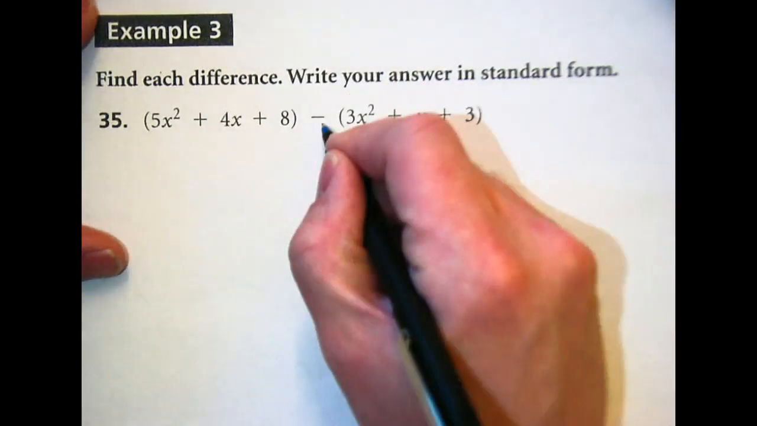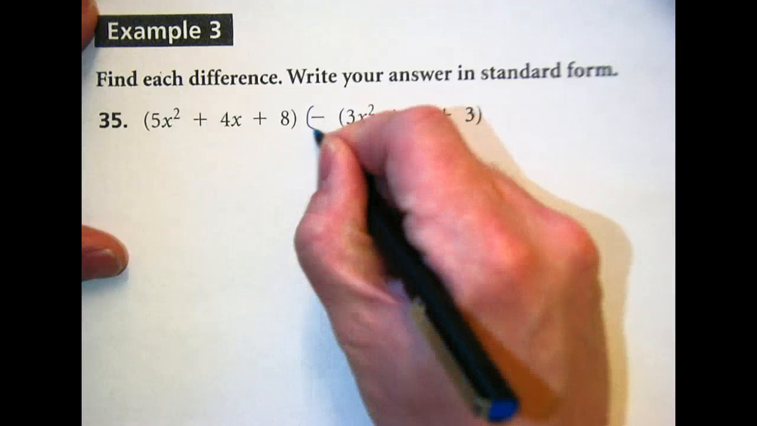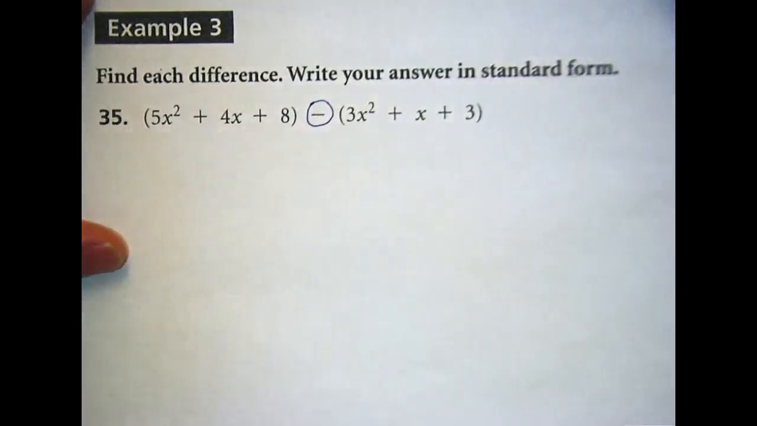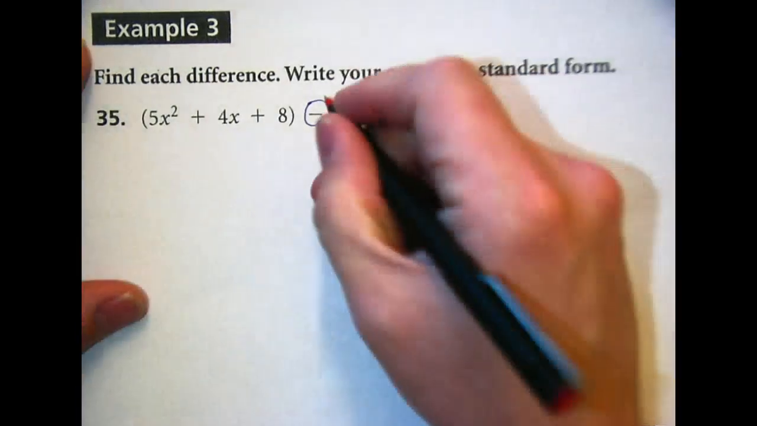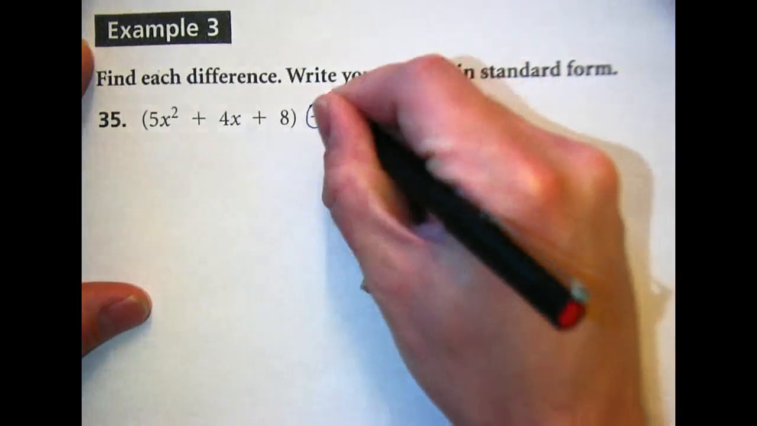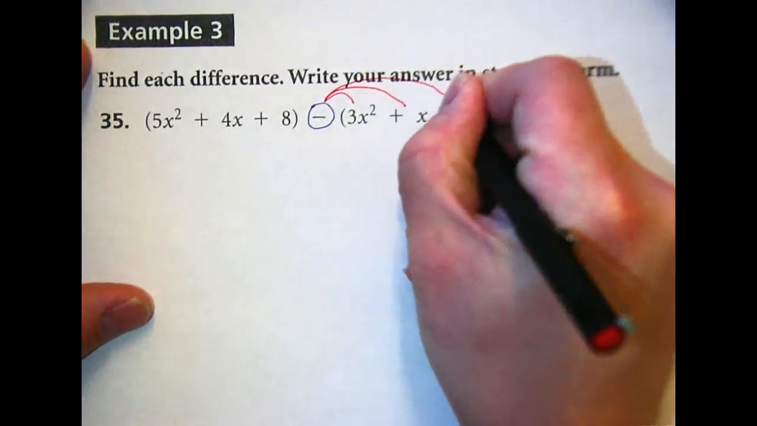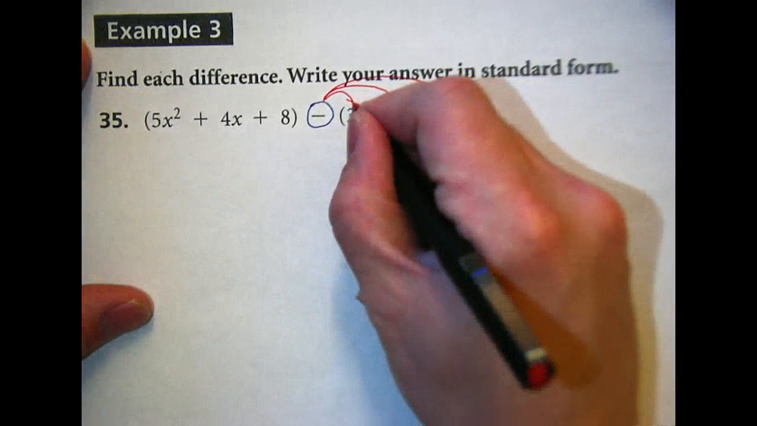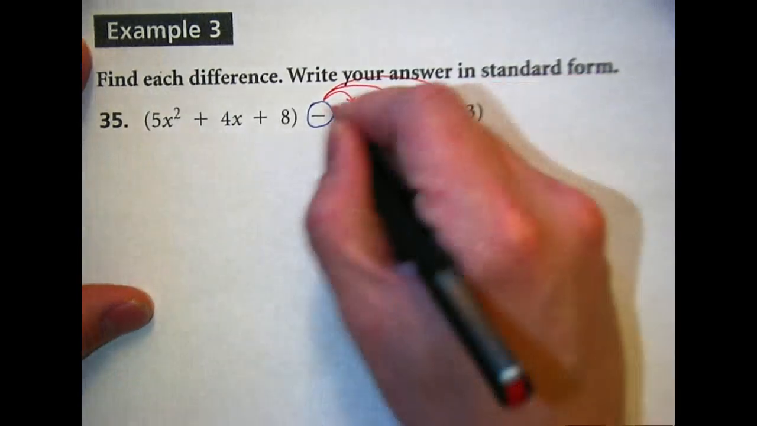If you have a negative sign outside of a set of parentheses, I always circle it to remind me, dude, I've got a negative right there. What that does, as you're going through it, is it really is being distributed in. It's like having a negative 1 that you're distributing to each part. So you're multiplying each of these things by negative 1.